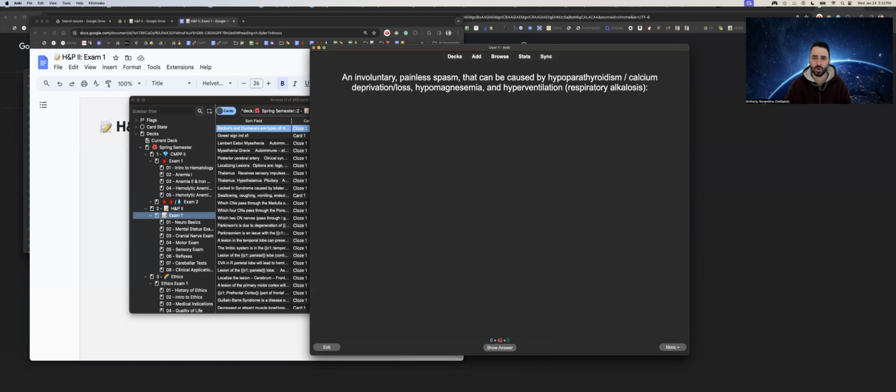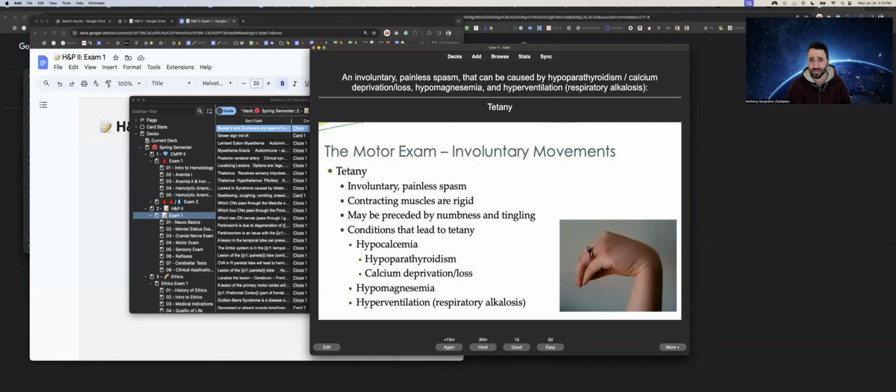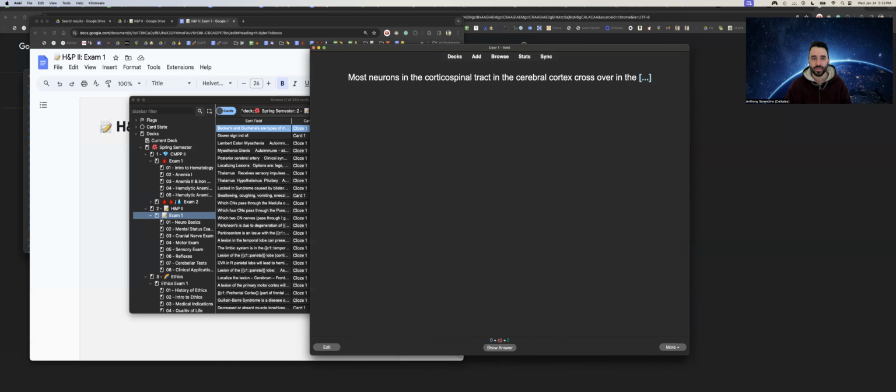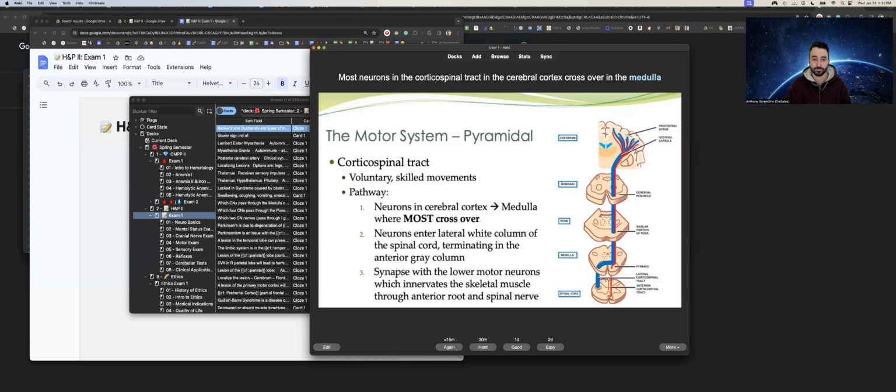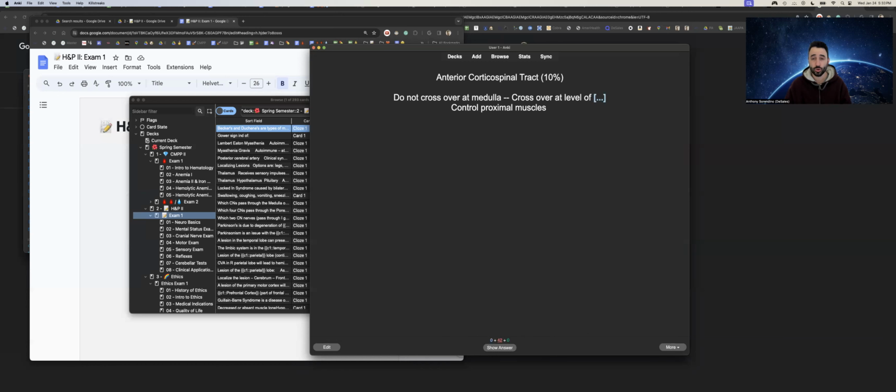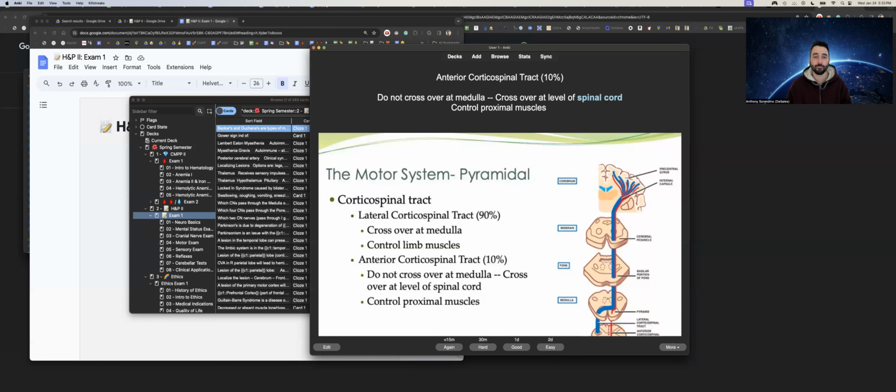Voluntary painless spasm that can be caused by hypoparathyroidism, calcium deprivation. Is this just chorea? Oh, it's tetany. I knew that. Most neurons in the corticospinal tract and the cerebral cortex cross over in the medulla, except for the proximal muscles. Anterior corticospinal tract fibers do not cross over at the medulla; they cross over at the level of the spinal cord. That's the big thing, that it's the anterior one that keeps going.